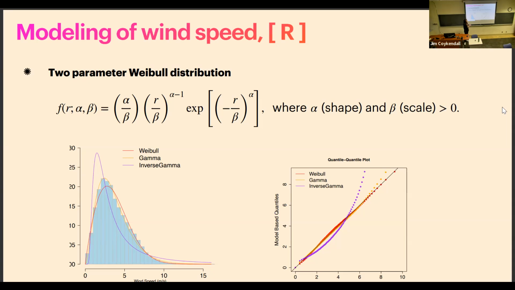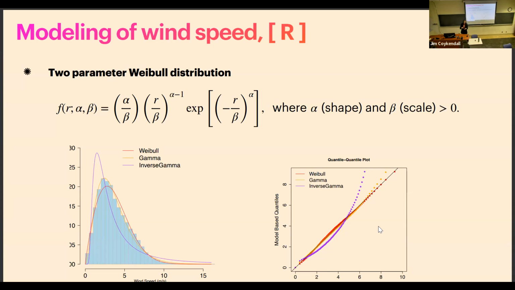This QQ plot is actually a scatter plot, where on the x-axis we have the empirical quantiles, and on the y-axis we have the model-based quantiles. Empirical quantiles are quantiles of your data. Model-based quantiles are quantiles from your distribution. So we have quantiles from the Weibull distribution, from the gamma distribution, and from the inverse gamma.